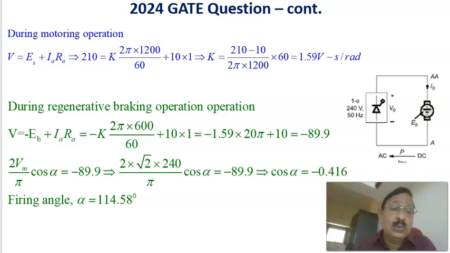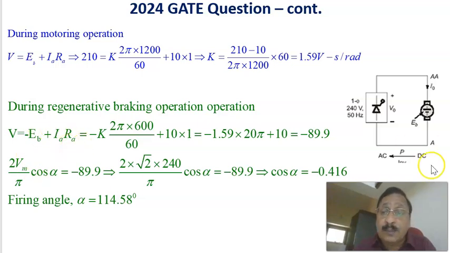Now we are coming to the regenerative braking condition. What happens here? During the regenerative braking condition, the terminals are reversed. Previously, A was here and A was there. Now it is reversed. And in that case, the basic equation becomes the supply voltage equal to minus EB plus IA RA, because the polarity is reversed here.